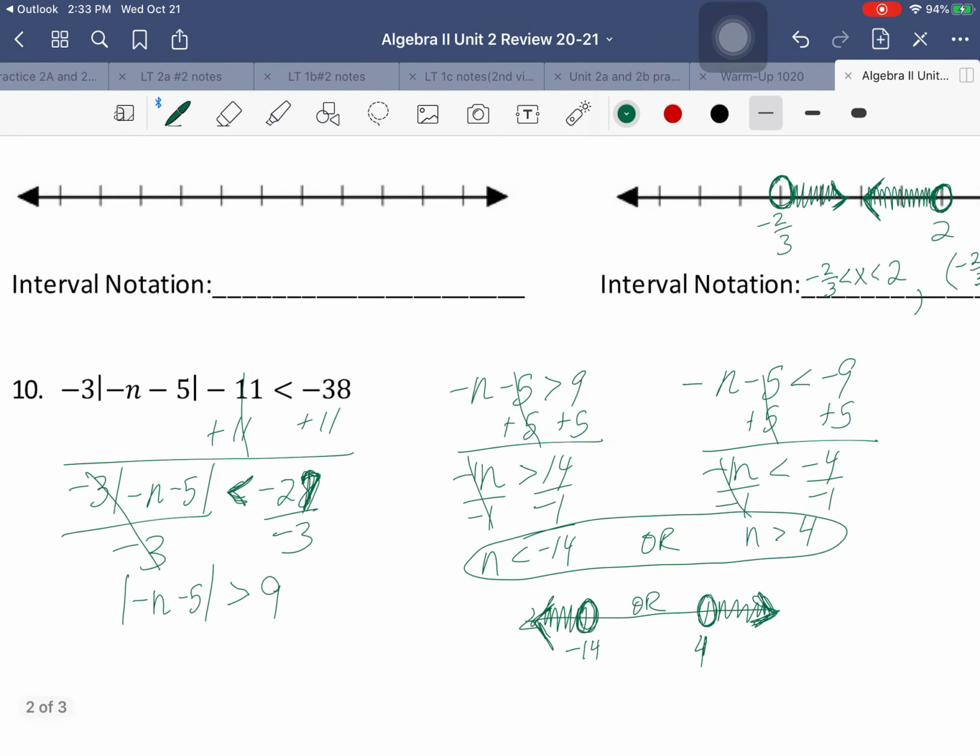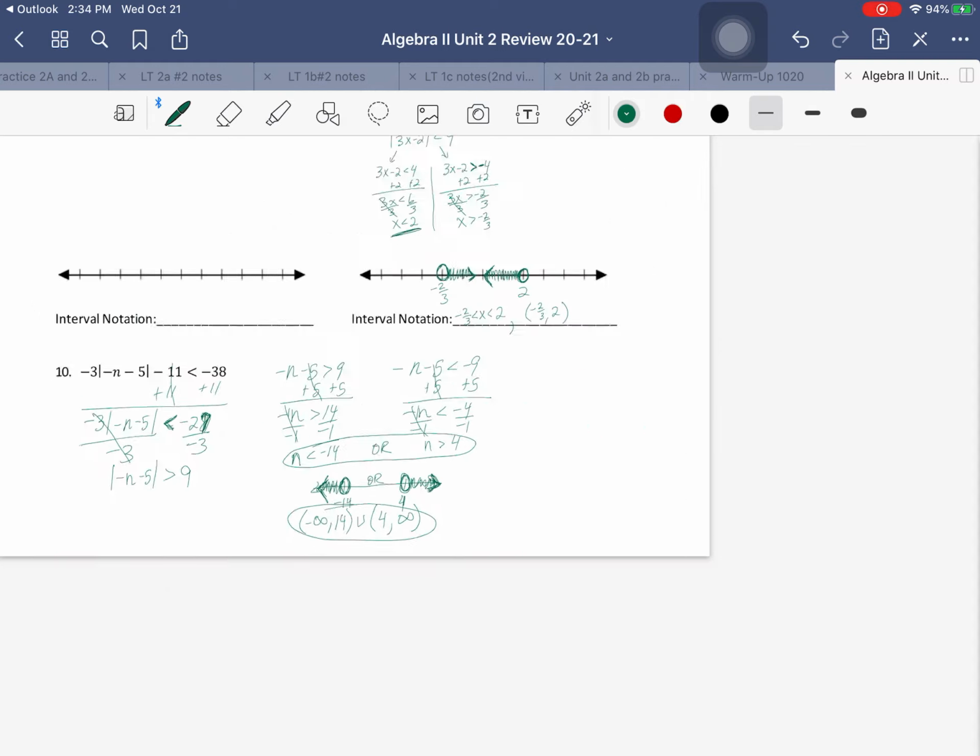Or you can write this as intervals. So think about numbers less than negative 14 on the number line. That goes from negative infinity to negative 14, not filled in. Union together with 4, which is not filled in, so that's a parenthesis, and it goes to the right forever to infinity. So either way you can write this.